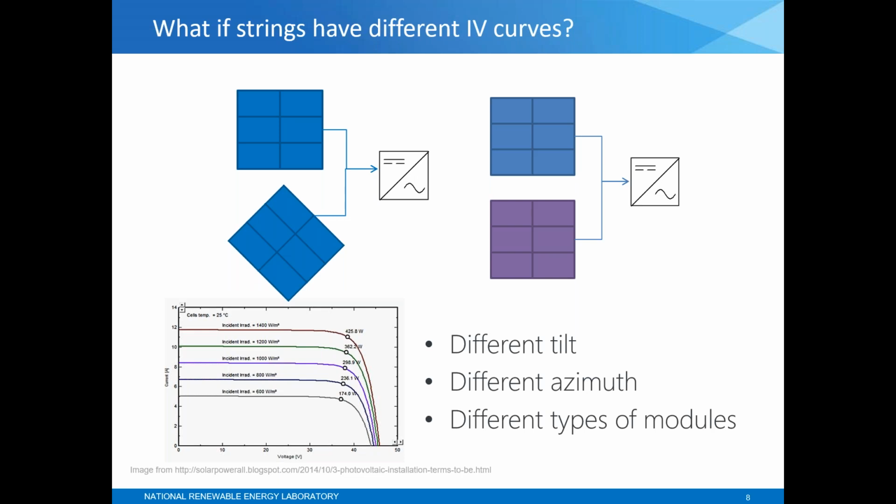Another reason that strings might have different IV curves is if there are different types of modules between different strings. So one example of that could be different manufacturers of modules. Perhaps you had to retrofit your system because some panels broke, or maybe you wanted to add to the size of your system and the original panel that you had installed wasn't available anymore, so you installed a different kind. So these are just a couple of examples of situations in which different strings within the same PV system might have different IV curves.